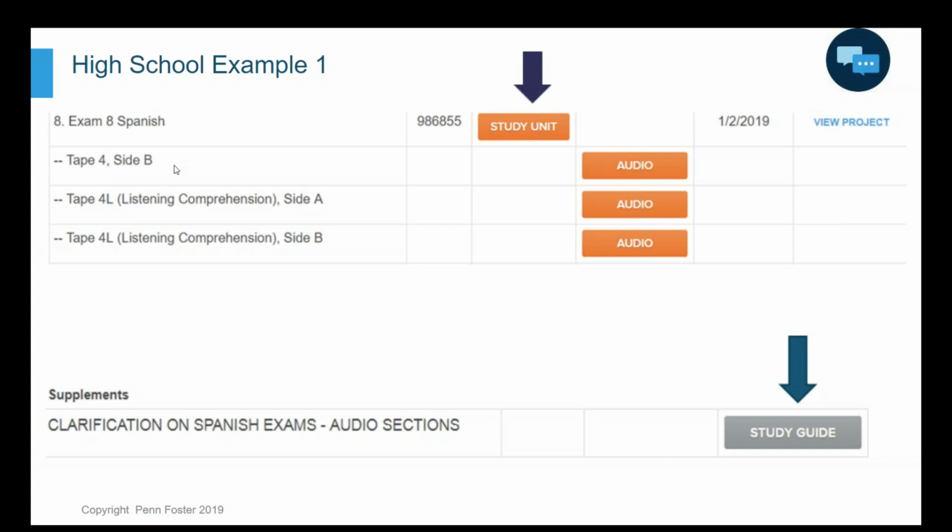If you didn't get a chance to write down any of those time markers that we talked about earlier, please feel free to look at the supplement at the bottom of the course, Clarification on Spanish Exams Audio Sections, and that'll give you a list of where to find all those audios.